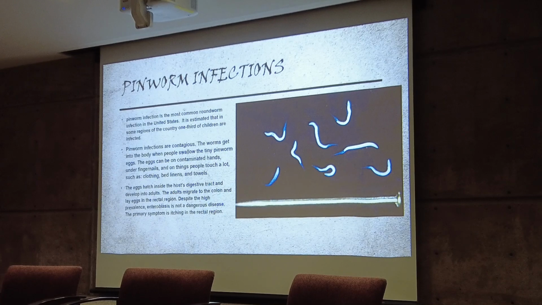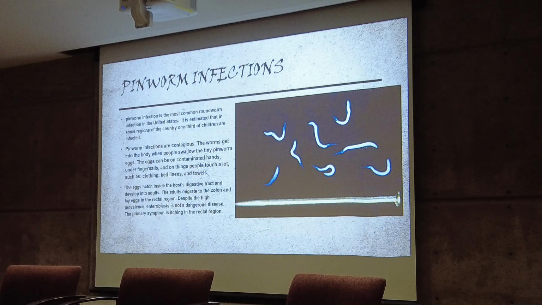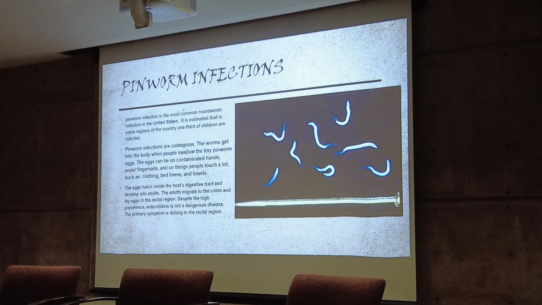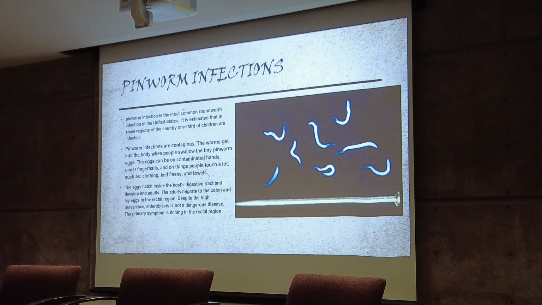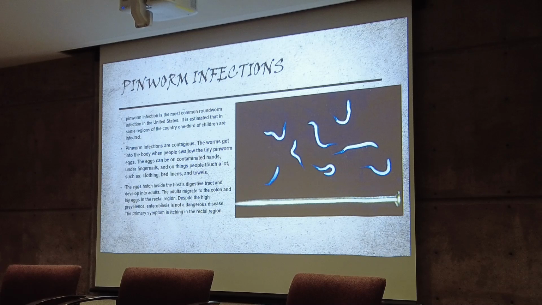Pinworm infections are contagious, and the worms get into the body when people swallow the tiny pinworm eggs. The eggs can be on contaminated hands, under fingernails, and on things people touch a lot, such as clothing, bed linens, and towels. The eggs hatch inside the host's digestive tract and then develop into adults. The adults migrate to the colon and lay eggs in the rectal region, and despite the high prevalence, enterobiasis is not a dangerous disease. The primary symptom is itching in the rectal region. Once again, kids have this a lot.